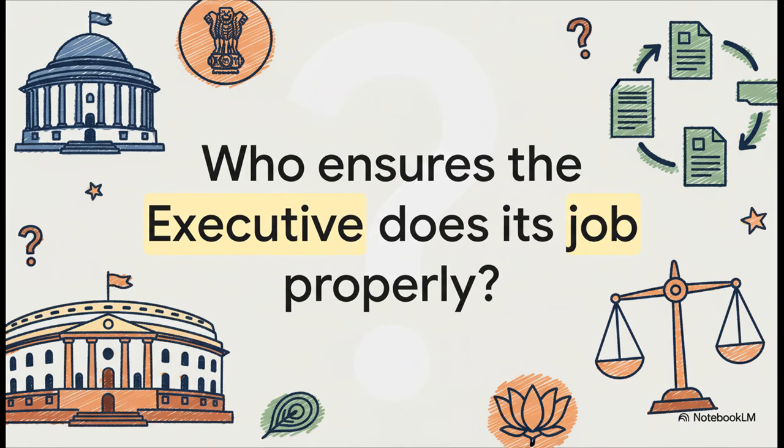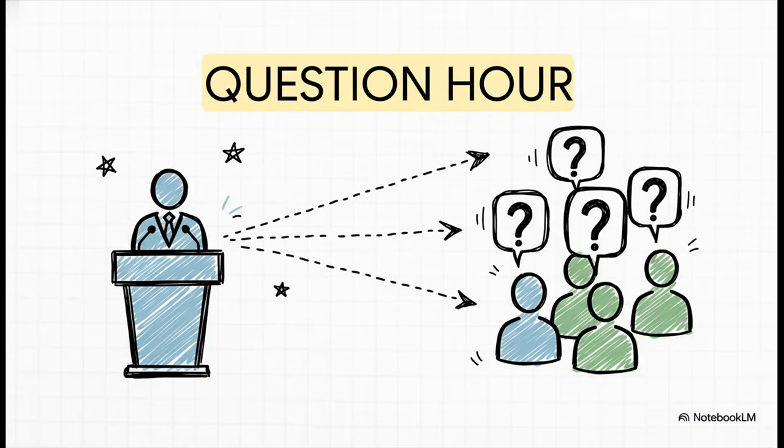This brings up a really important question. We have this super powerful action team, the executive. But who keeps an eye on them? Who makes sure that they're doing their jobs properly and honestly? Any ideas? It's the parliament itself. That's right, the same people who make the laws also keep the people who implement the laws in check.